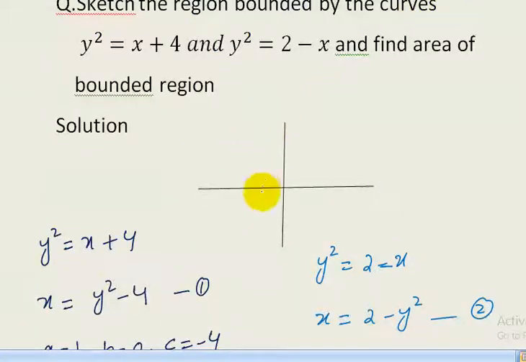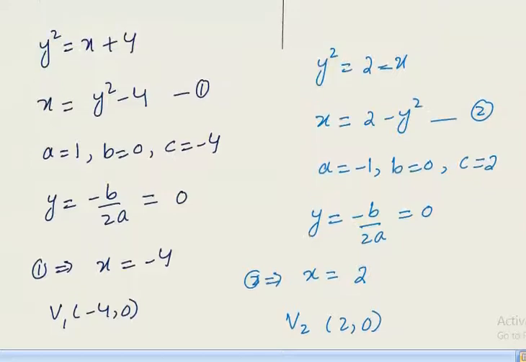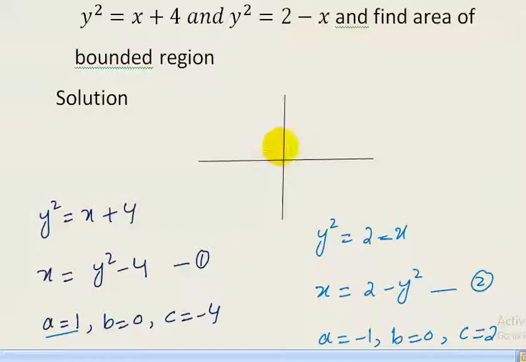Now we have enough information to sketch these parabolas. The vertex for first parabola is minus 4 comma 0, and as a is equal to 1, which is greater than 0, our first parabola opens rightward. So our first parabola is: 1, 2, 3, minus 4 is our vertex, and it opens rightwards.